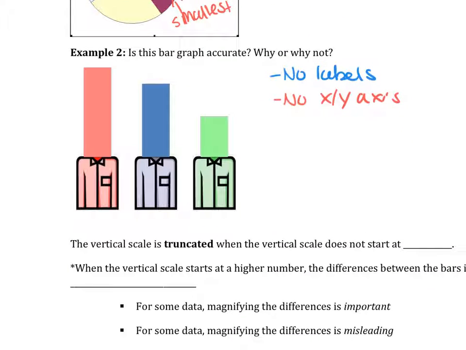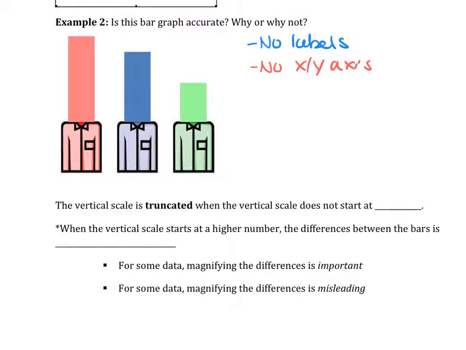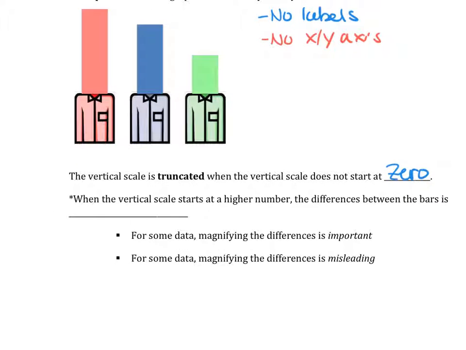The vertical scale is truncated if the vertical scale does not start at 0. Usually, unless otherwise directed, you will always want to start your y-axis, your vertical scale, at 0. So 0 is in that lower left-hand corner. Because if a vertical scale starts at a higher number, the differences between the bars are exaggerated or magnified, because you're able to spread out your data more. I don't know how to spell exaggerated, so I'm just going to stick with magnified.